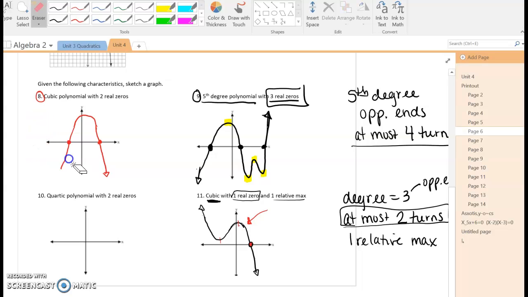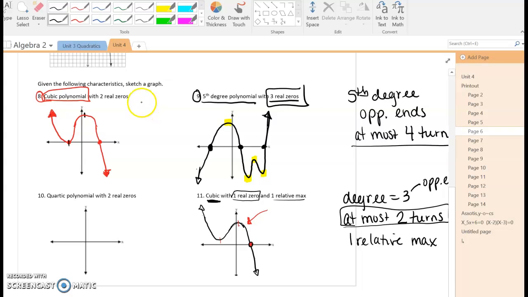So what I want to do is, since it's a cubic polynomial, I want one of those real zeros to be what we learned about as that double root. So I'm going to let this one be my double root and have my graph pop back up. Okay, and so now I have 2 turns, 1, 2. And I have the left end goes up, the right end goes down. And there we go. There's my cubic polynomial with 2 real zeros.